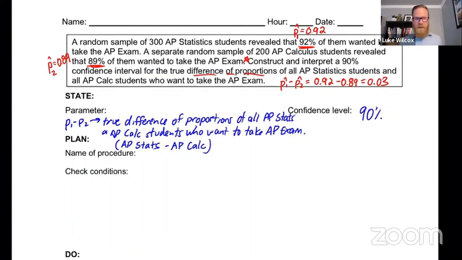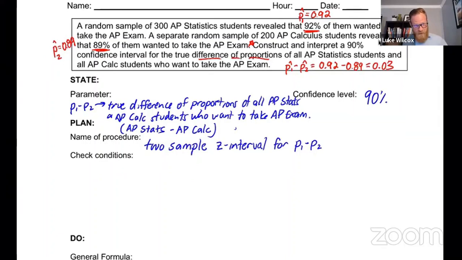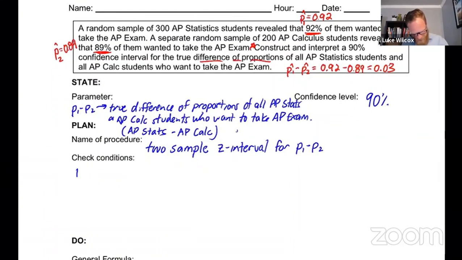All right, we are ready to name the procedure, which will sound almost like the one that we just did, except that now we have two samples rather than one. Because we are estimating proportions, it is still a Z interval because we'll be using a normal distribution. The parameter that we're trying to estimate this time is the true difference in proportions, P1 minus P2. The conditions are going to look strikingly similar to the confidence interval that we just did: random, 10%, and large counts.